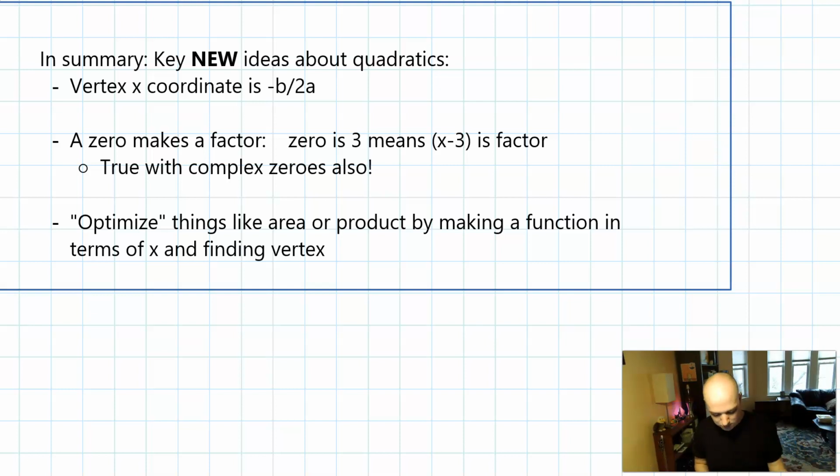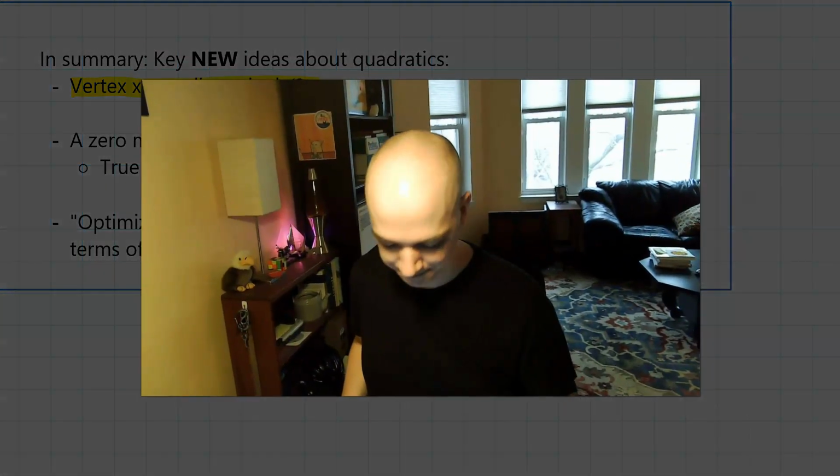Thing 3 is those word problems. You can optimize some functions by making an area, making a product, and if you can identify some secret quadratic formula in there, not the quadratic formula, but some quadratic equation in there, you can use our first fact about the x-coordinate vertex to do all kinds of solving and minimizing and maximizing. So really useful things with quadratics.